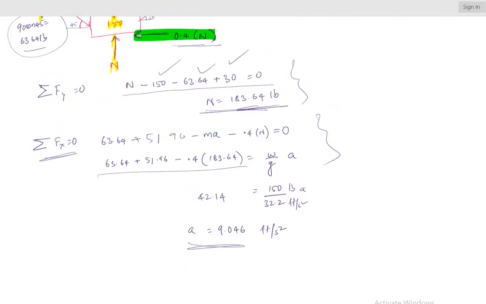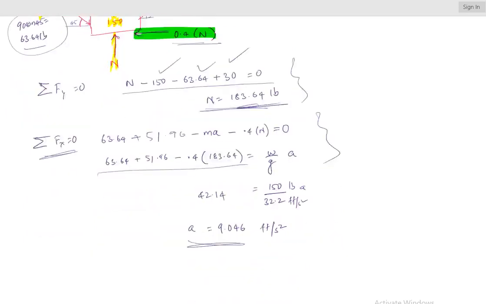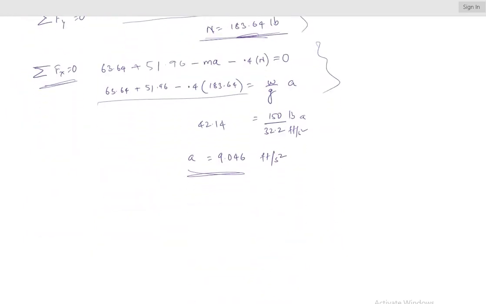And also one thing is, we're saying MA, mass times acceleration here. So we have to find mass. How do we find mass? It is the weight divided by G. The weight of the body is 150 divided by G. This part here is the mass of the object. And then once you divide the net force by the mass, we get acceleration.